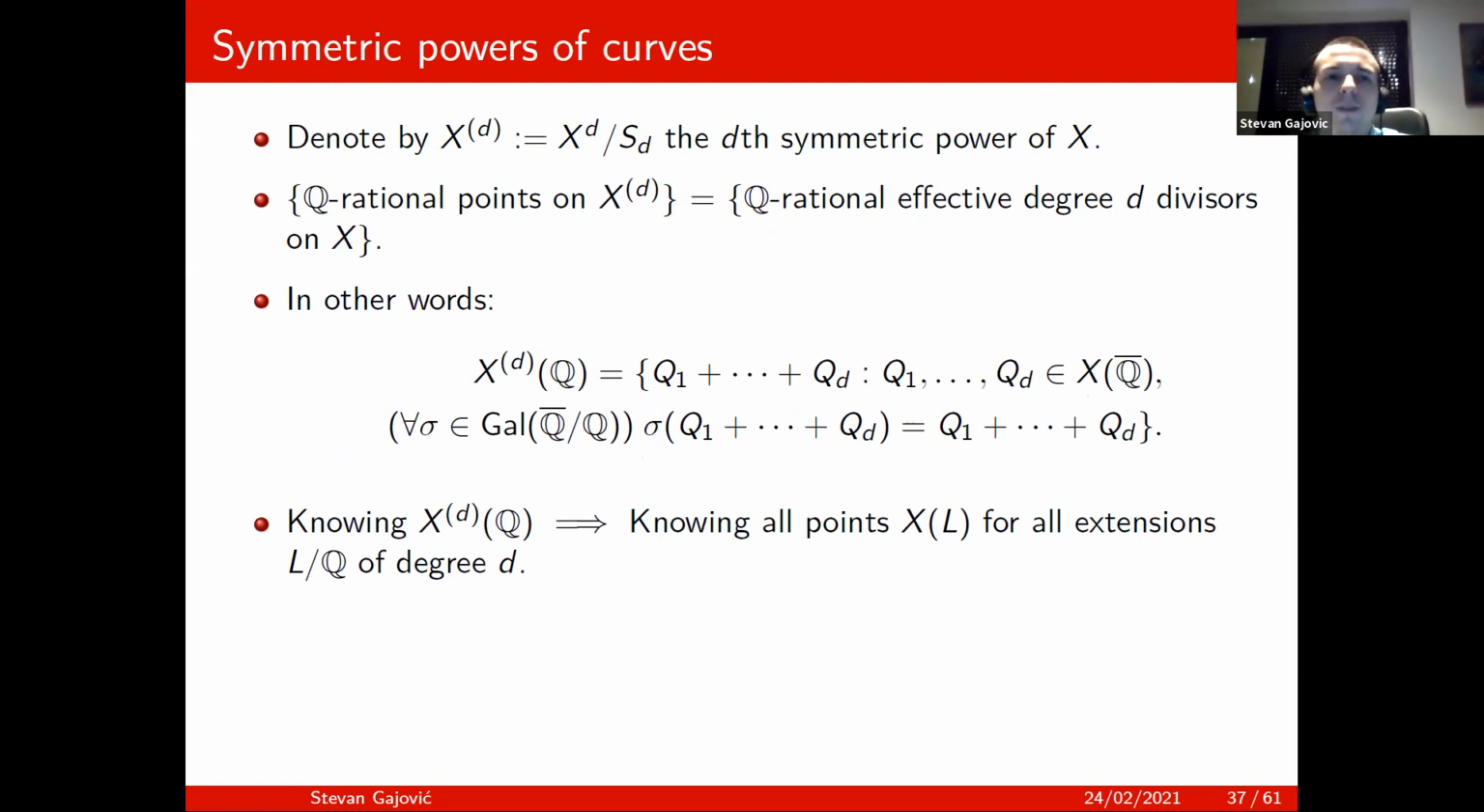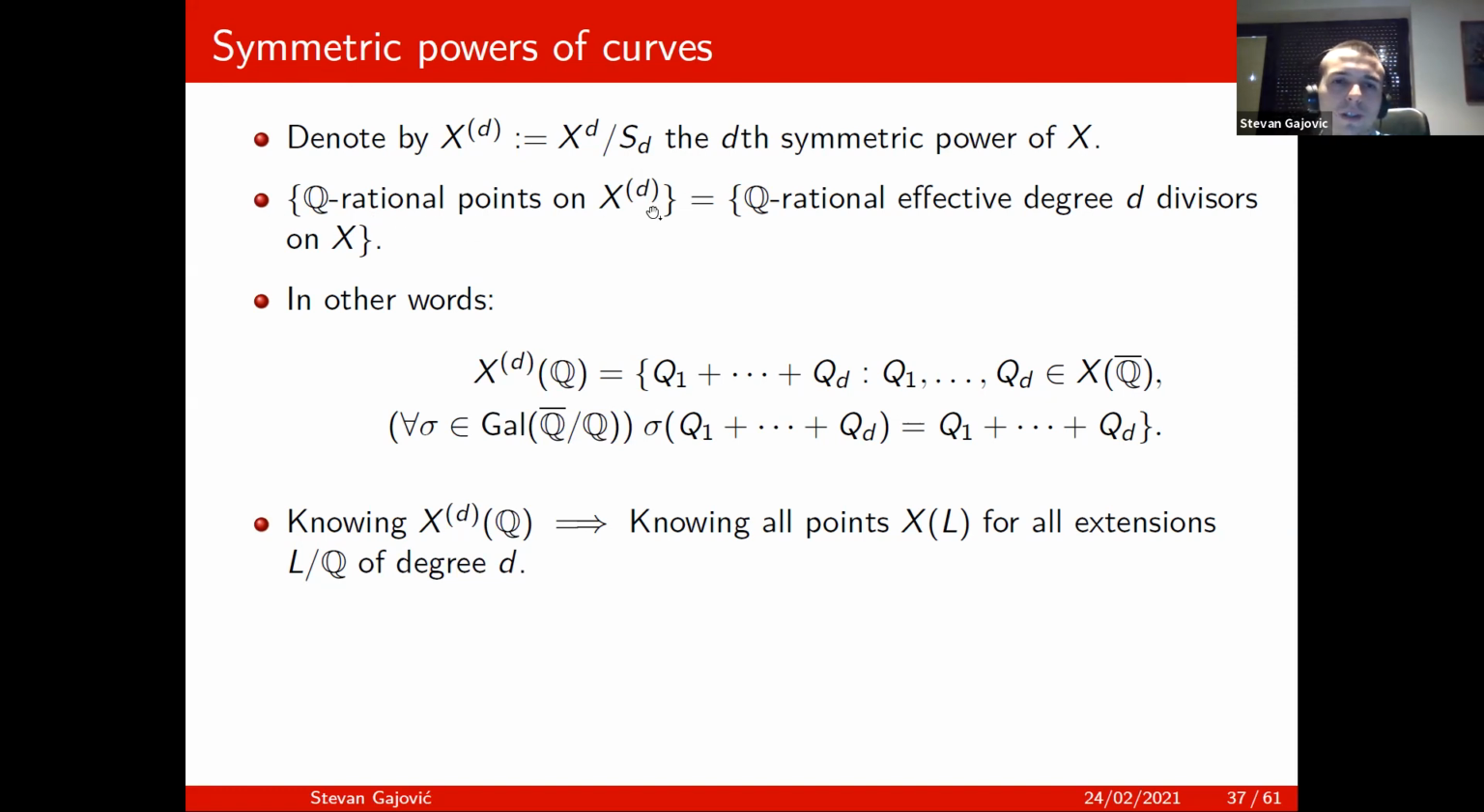There is a symmetric power of curves: if we take d copies of a curve and identify all permutations of the same points, so this is a quotient by the symmetric group S_d. It means that we consider all effective degree d divisors on X that are Q-rational.